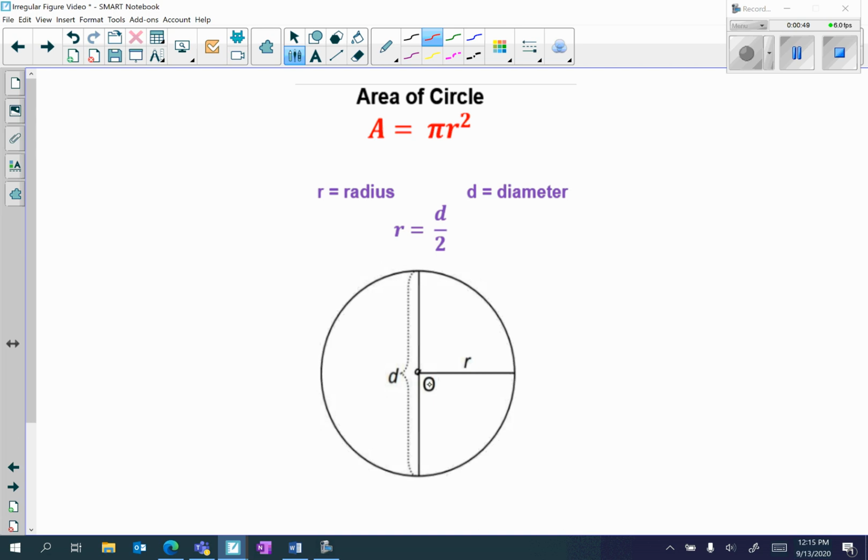So for example, here is my radius. It goes from the center to the edge of the circle. It's halfway, and my diameter goes all the way across. So for example, if my diameter was 12, my radius would be half. 12 divided by 2 is 6. The area of a circle is pi r squared.